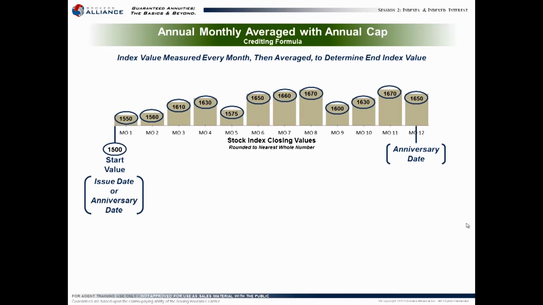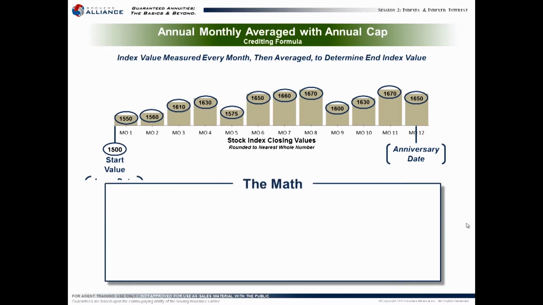But what's going to happen through the year here, the 1 year crediting period, is that now we're going to take a look every month at what the closing point value is for the index, say the S&P 500, but it could be a different one, every single month. And then at the end of the year, we're going to average these things together. And that's going to give us our ending index value.